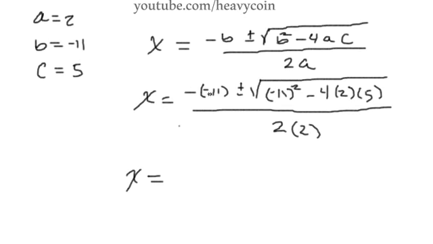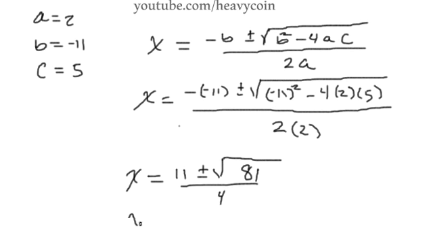All right. So we're going to have a negative negative 11, which is a positive 11, plus or minus the square root of, and so we have negative 11 squared, which is going to give us 121, I think. I just plug all that in the calculator. You know, 4 times 2 is 8, times 5 is 40, 121 minus 40, anyway. Square root of 81, okay? Square root of 81, and 2 times 2 is 4, and that's over 4.